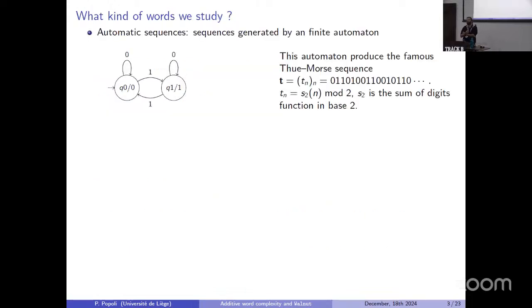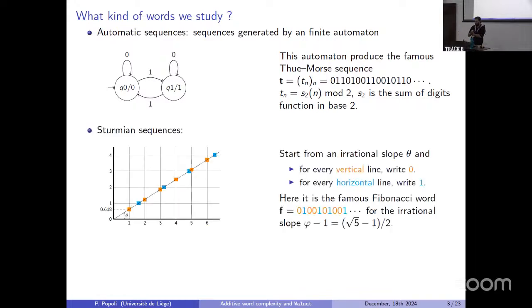So in combinatorics on words, we study a lot of different words. The first words we study are the automatic sequences. These are words that are generated with a finite automaton. I will give a more precise definition later. But for example, this one is the automaton that produces the famous Thue-Morse sequence: 0, 1, 1, 0, 1, 0, 0, 1, etc. We also have an algebraic arithmetic definition: the nth term of this sequence is the sum of digits function base 2 modulo 2.